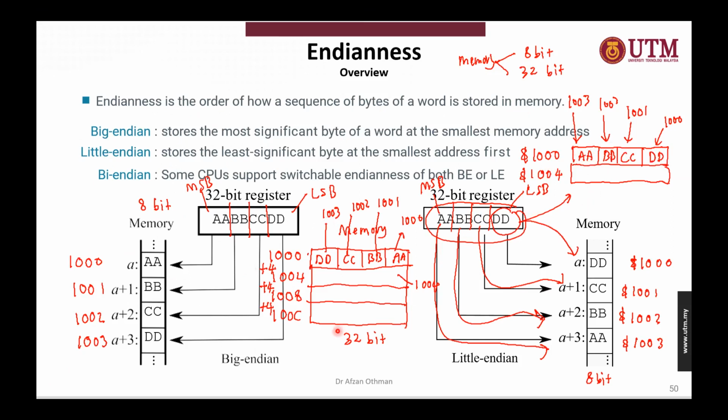So don't get confused. Sometimes in the books they use the 32-bit memory configuration, and some books use the 8-bit memory configuration. But the way we store the data from the register or from the CPU to the memory will be the same, depending on the endianness that you use, either Little Endian or Big Endian. For the ARM processor, they use Little Endian every time they store data from the CPU or register to the memory address.